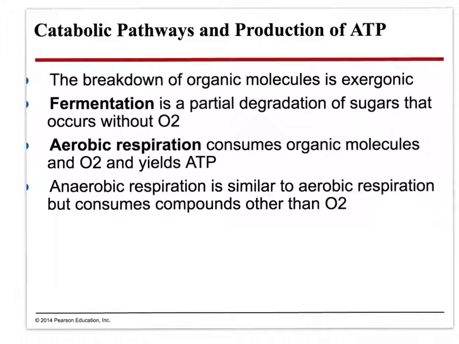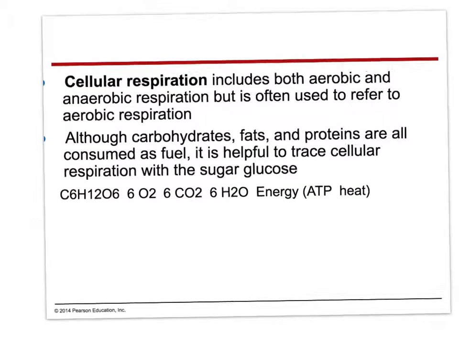So there are three different catabolic processes. Eukaryotic cells will do fermentation, and they will also do aerobic respiration. They really don't do anaerobic respiration. But cellular respiration as a process includes both aerobic and anaerobic, but it's often just the aerobic respiration that we're talking about. Okay?